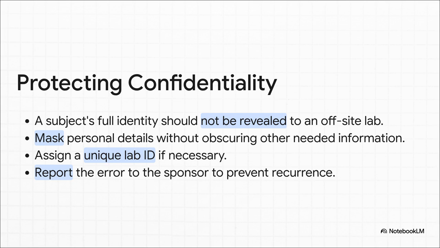So Apex Labs has to act fast. Their procedure is to carefully cover up that personal info, but without hiding other important identifiers. They might even give it a new internal lab ID. And this is crucial. They report the mistake to the sponsor so the clinical site can fix their process and make sure it never happens again.